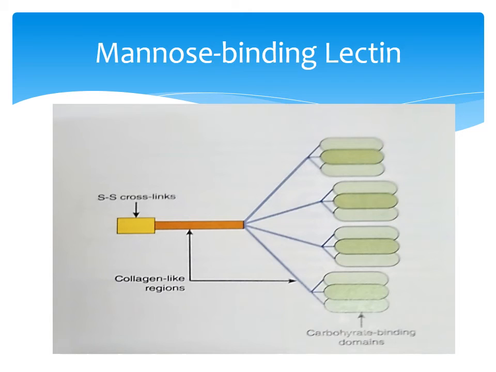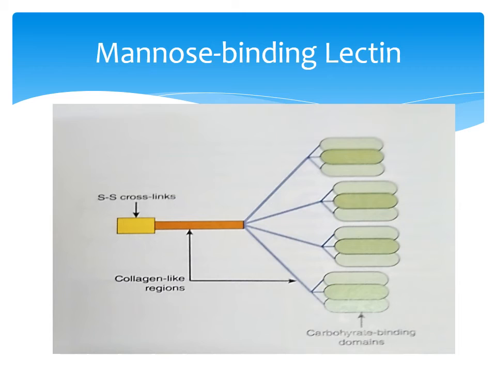And the core of the trimer is formed when three collagen-like domains intertwine to generate an extended tail that leads to the globular heads which contain the carbohydrate binding domains. As I have said, lectins are what? They are proteins. So this protein will have one amino terminal and one carboxy terminal. The amino terminal has a collagen-like domain and the carboxy terminal has the carbohydrate binding domain.